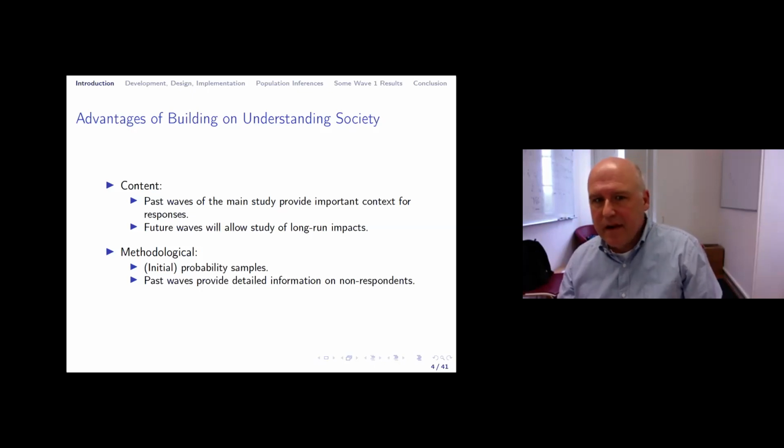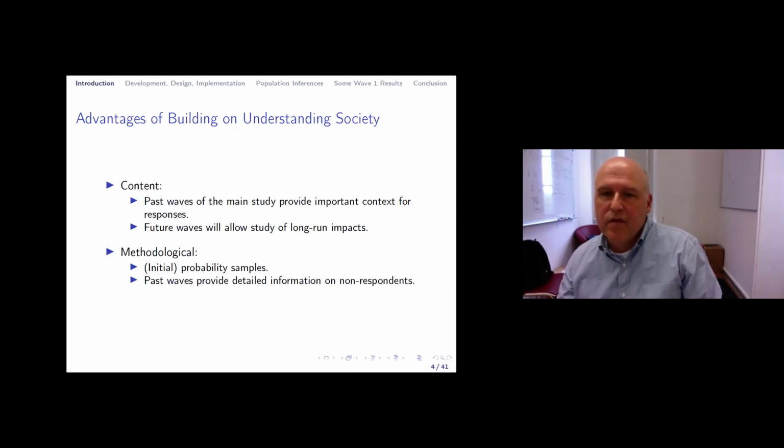I think the second content reason is that this is an annual study that's funded going forward, and so there will be future annual waves of the main study, and those future waves will allow us to study long-run impacts. So the web survey tells us what's happening to people now. Future waves of the main study will tell us how what happened now plays out in 1 year, 2 years, hopefully 5 years, and 10 years.